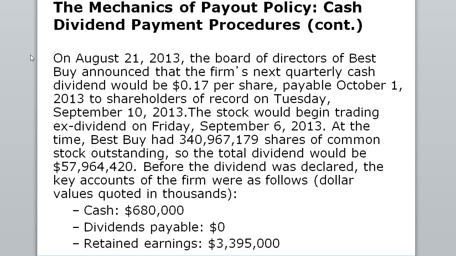Okay, so this is basically that same example on the timeline, but we'll put some dollars to it. So if Best Buy announces a 17 cents per share dividend payable on October 1st, with a date of record of September 10th, then the stock would be trading ex-dividend on Friday, September 6th, and at that time Best Buy had 340 million shares of common stock outstanding, so the dividend would be 57 million. So before the dividend was declared, the key accounts of the firm were as follows: cash 680,000, retained earnings 3.395 million.